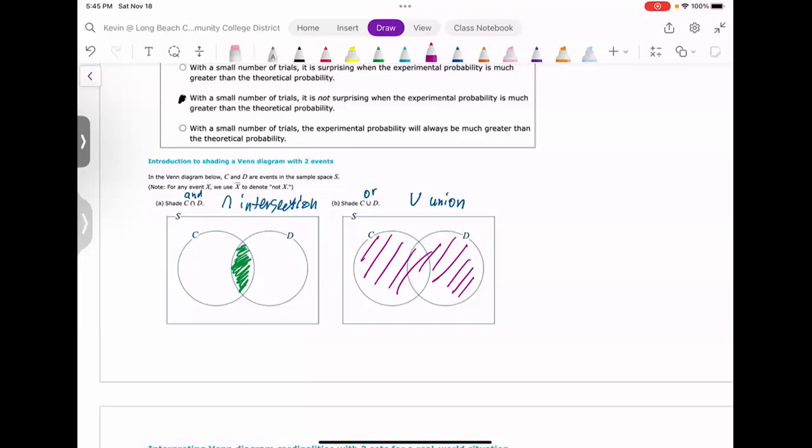Now, of course, when you're using ALEKS, you'll be able to have a better shade than my pen here.